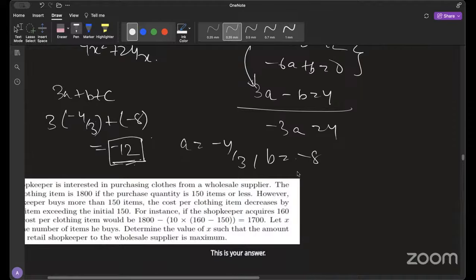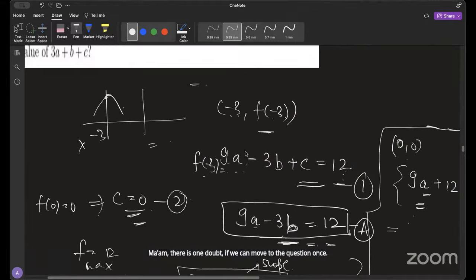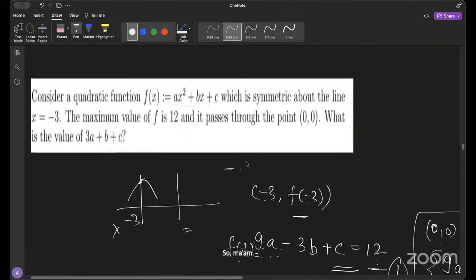Ma'am, there is one doubt. Can we move to the question once? Ma'am, here we can say that the quadratic equation is already cutting the y-axis. So whenever we see that the equation is cutting the y-axis, we can already put c equal to 0 by default, just to save our time. Yes.